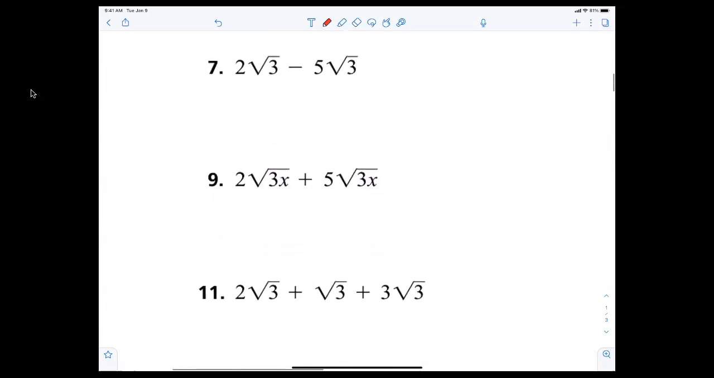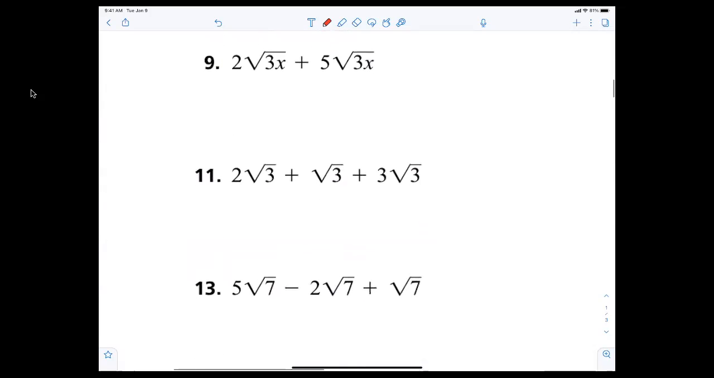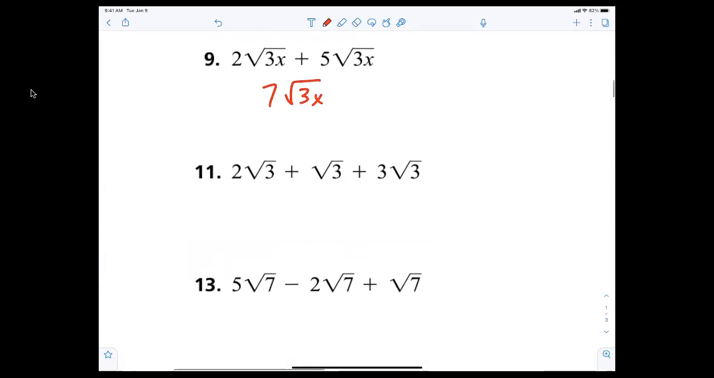So here we go. Austin, number 7. What is that? Oh, we know. 3. Yeah, that's how easy. -3 radical 3. All right, Lily, help me. Number 9. 7 radical 3x. Yes, 7 radical 3x. Perfect.